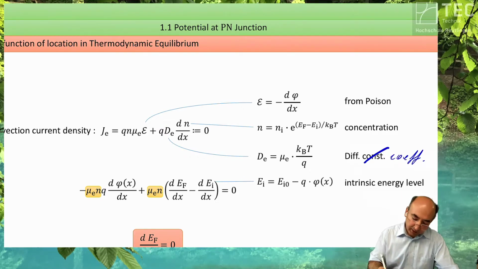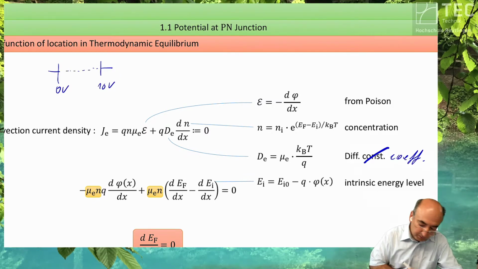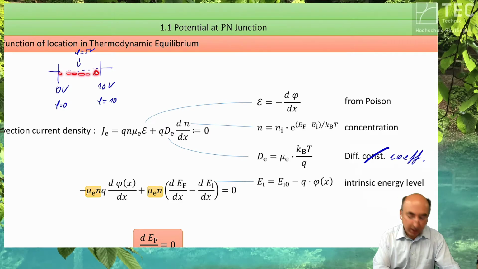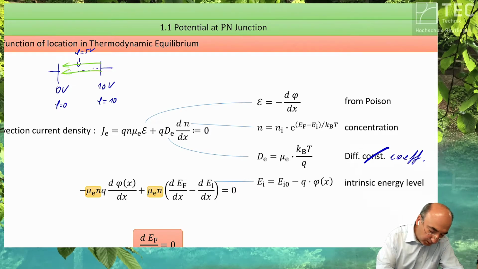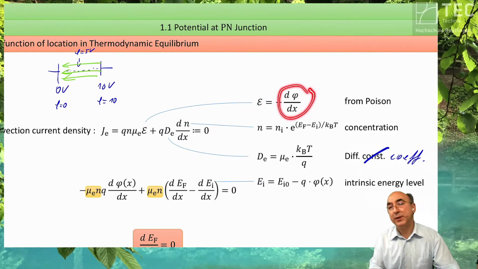You remember? If you have an electric field for a plate capacitor, here 0 volt, 10 volt, then in between you have the potential. Here the potential is 0, here the potential is 10, and here in between it is 5. So your potential is changing. But the electric field in between is constant for a plate capacitor. So if you have an electric field, you have a changing potential.